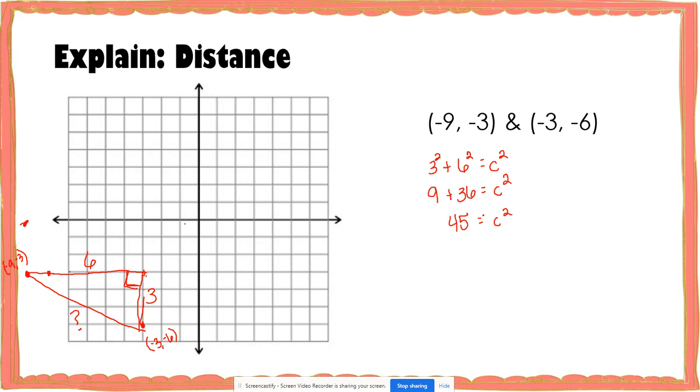Well, we need to get c by itself, so we need to find the square root of both sides, which is going to leave us with c. Now 45 can be simplified, but it can't be found as an exact answer because it is not a rational number and it's not a perfect square. But we can find the greatest factor that is a perfect square. And for 45, the greatest factor that is a perfect square is 9. So we can rewrite this as the square root of 9 times the square root of 5. We know that the square root of 9 is 3, so we're going to leave this as 3 times the square root of 5. So that would be the distance between these 2 points.